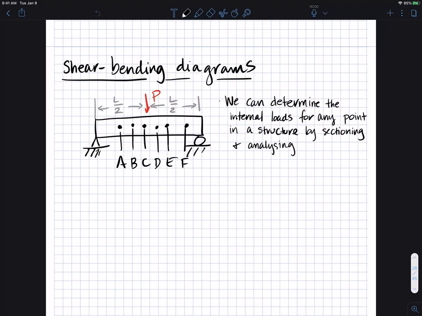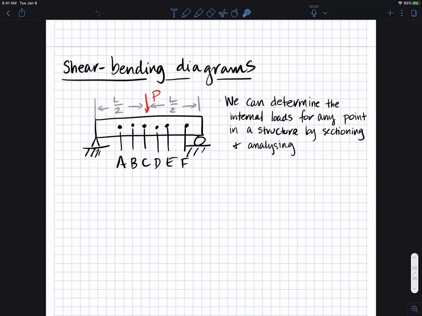So last time we did a bunch of examples where we had different setups and sectioned different beams in different places, and based on the external loads and the constraints identified what the internal forces were in terms of normal, shear, and bending moments. And we can do this for any point in a structure that we're looking at. So you see I've drawn one here where we have a bunch of different points, and I could section it here at A, B, C, and so on to understand what the loading conditions are.